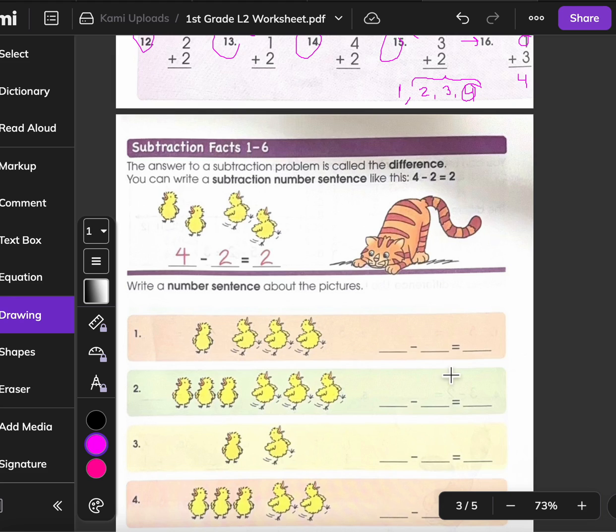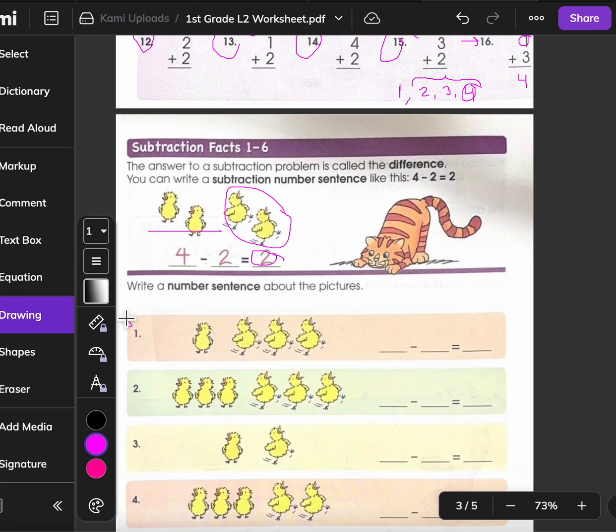So let's look at the example. The answer to a subtraction problem is called the difference. You can write a subtraction number sentence like this. So the example given is 4 ducks. So you had 4 ducks in total, but 2 of them are running away. So we have to subtract 2. When 2 of them run away, we're left with 2. So that's what goes here.